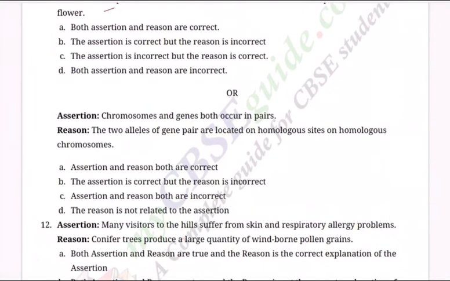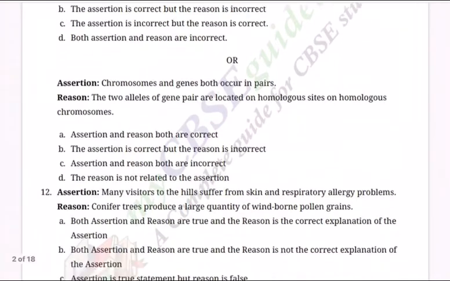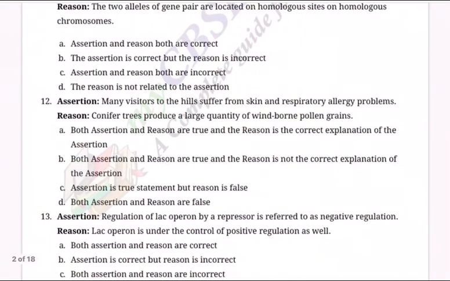Now the choice. Assertion. Chromosomes and genes both occur in pairs. Reason. The 2 alleles of gene pair are located on homologous sites on homologous chromosomes. A. Assertion and reason both are correct. B. Assertion is correct but reason is incorrect. C. Assertion and reason both are incorrect. D. Reason is not related to the assertion.